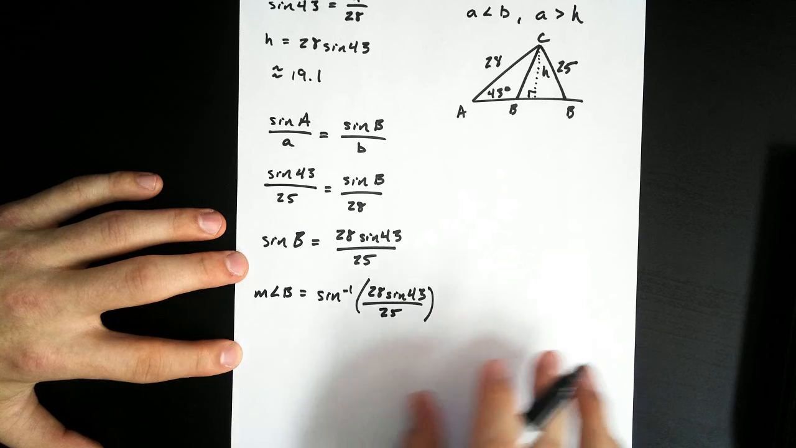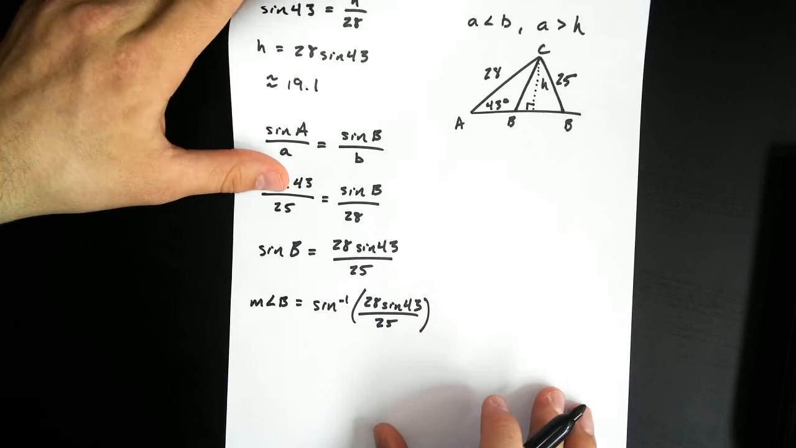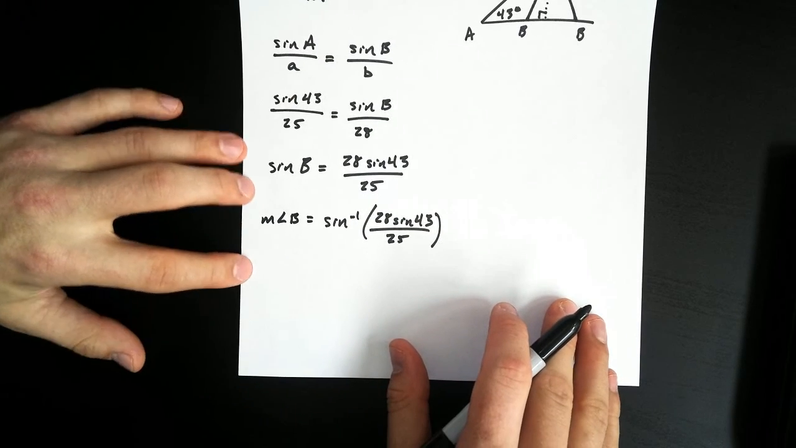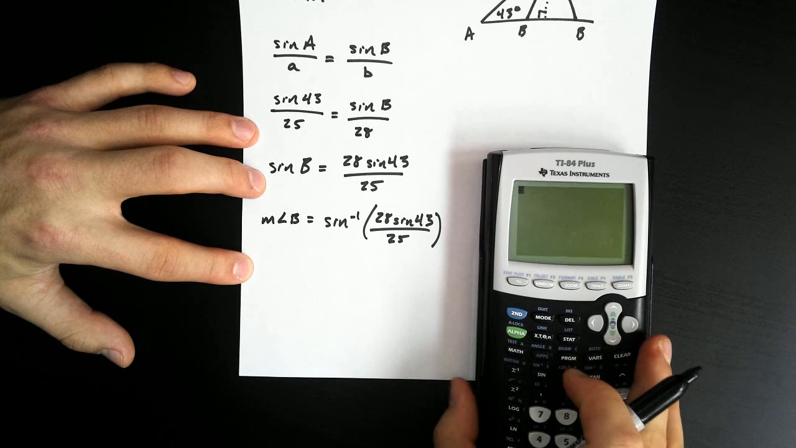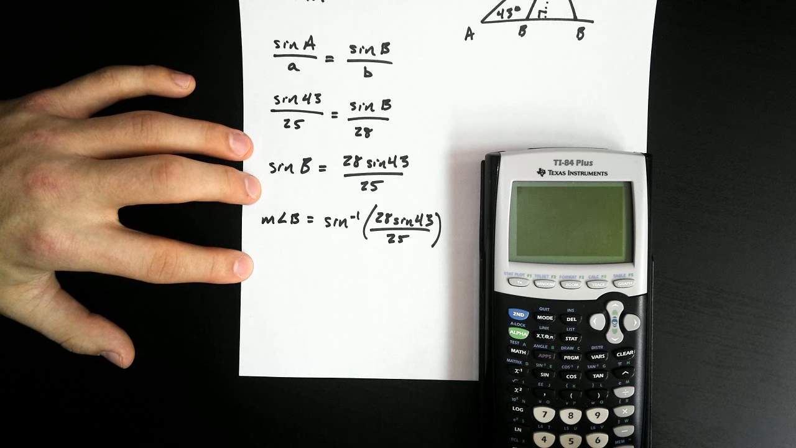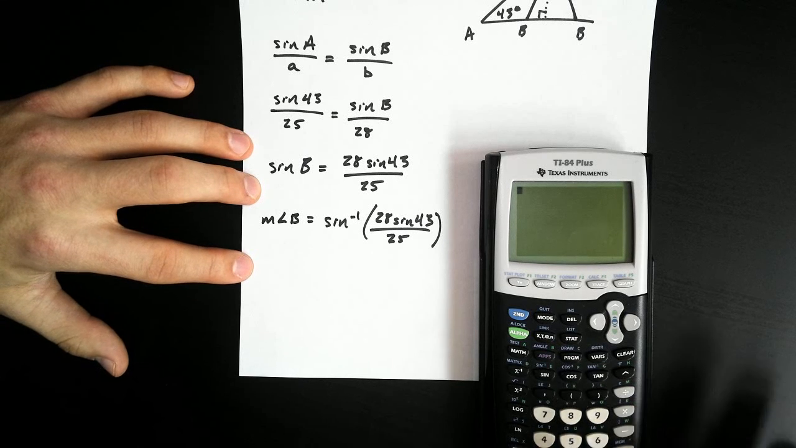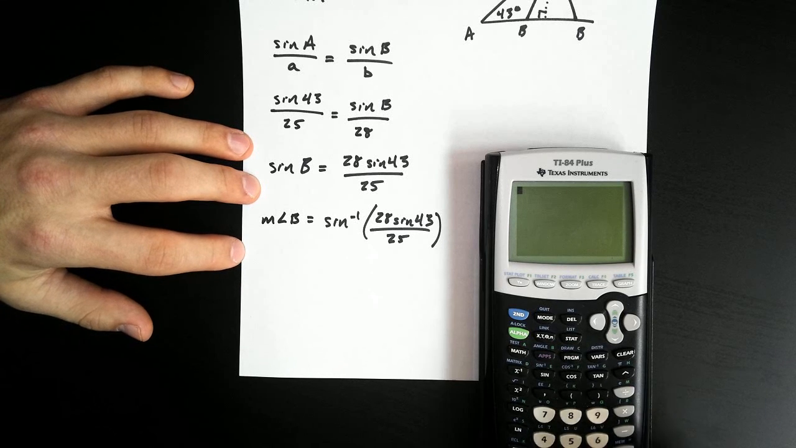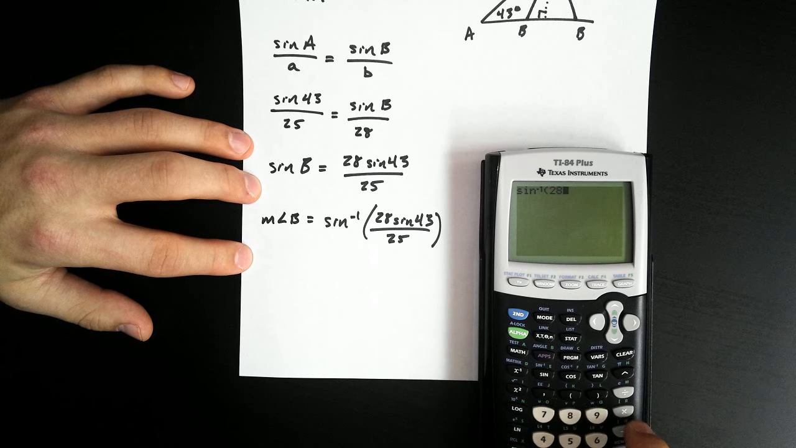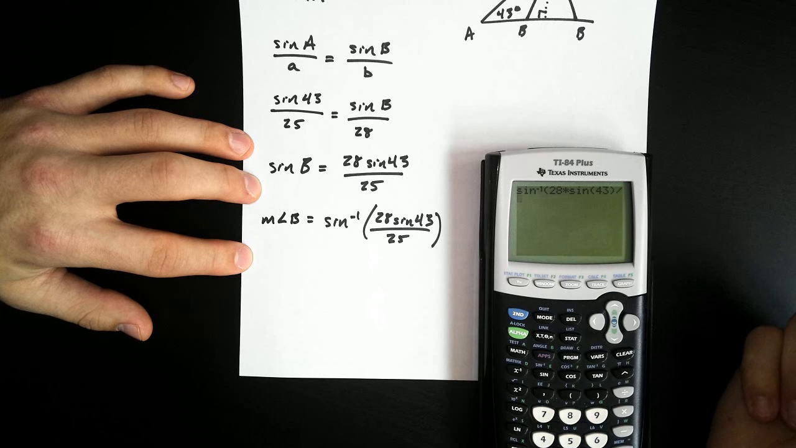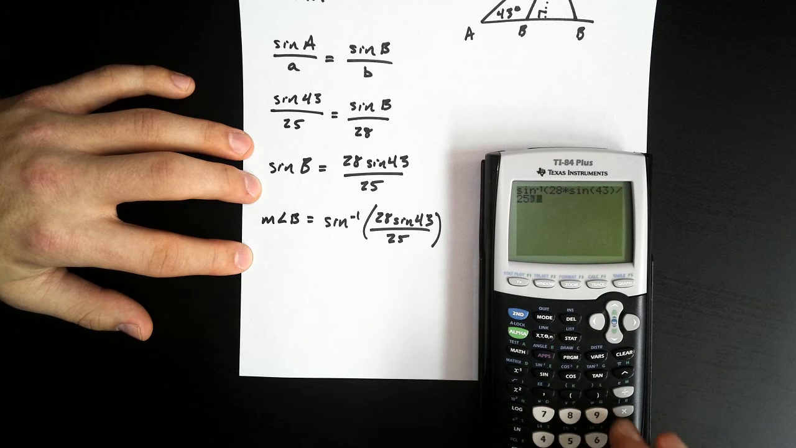It's a little messy, but typing that in our calculator is going to give us one of the possibilities for angle B. And one thing I mentioned before, you just need to be careful on how you enter this in. Make sure you use your parentheses. Make sure you get the calculator to do the order of operations correctly. So the inverse sine of 28 times the sine of 43, and then close the parenthesis there, and then we'll divide that by 25.